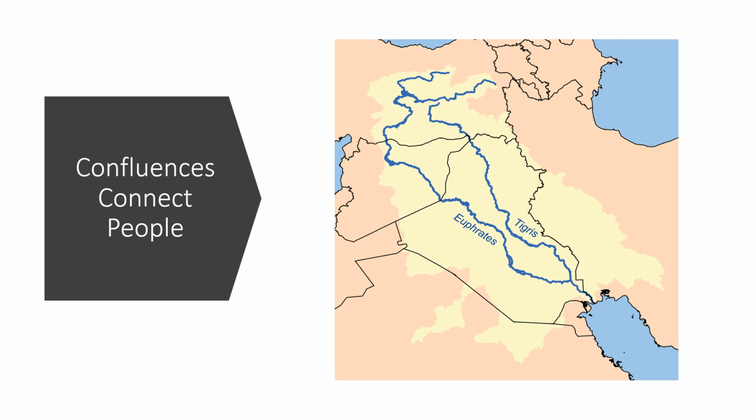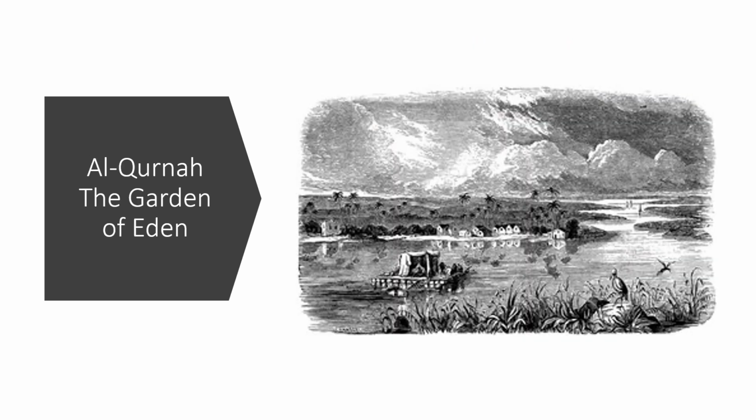In this slide, we have the Tigris and Euphrates watersheds. While the two rivers are fairly close together for much of their course, we do have a confluence towards the bottom of the watershed where the two rivers join. The city of Al-Qurna was established where the Tigris and Euphrates rivers merged and has served as an important region for many of the great Middle Eastern civilizations.